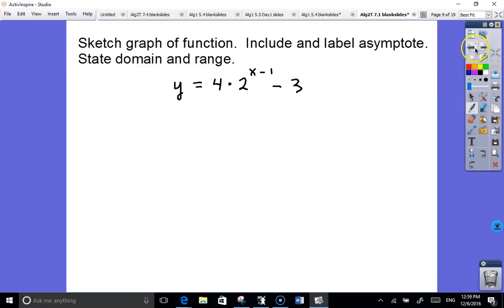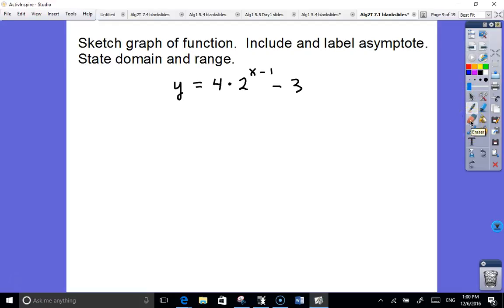So sketch the graph of the function, include and label the asymptote, and state the domain and the range. I'm not looking for where you plot a whole bunch of points. We'll plot a couple points just to get an idea where it goes, but it's more important to know the function. What does it look like, and how do these factors, like the 4 and the 1 and the 3, change the graph of the function? Okay, so let's see.